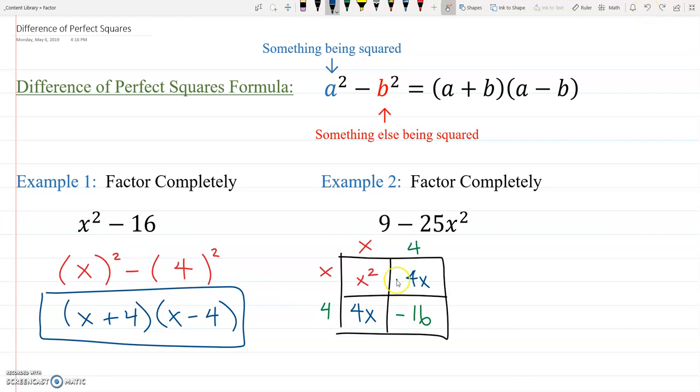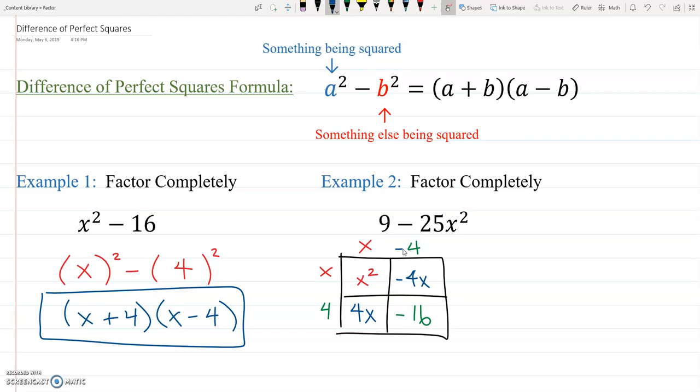Okay. If I make one of these negative, so then this would be x times negative 4. Now those 2 will cancel out. What I have is x squared. I've got plus 0x because those 2 cancel out, and I have minus 16. So there's my answer: x plus 4 and x minus 4.